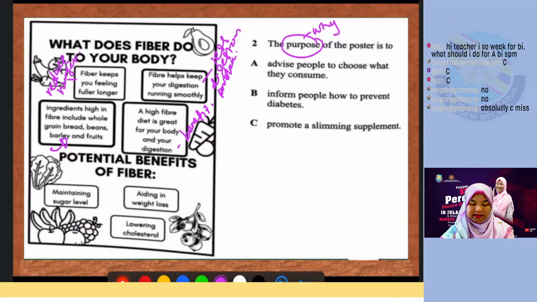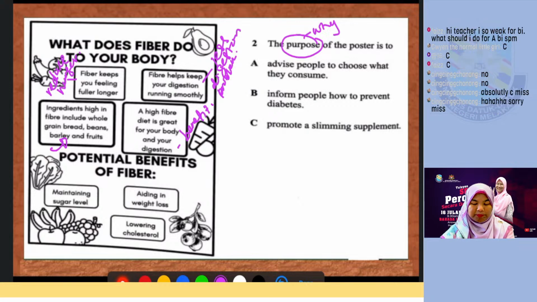Let's analyze the choices of answer. A. Advise people to choose what they consume. It means give advice on the type of foods that are good for us. And B. Inform people how to prevent diabetes. And C. Promote a slimming product. Sorry, not a slimming product, my mistake.